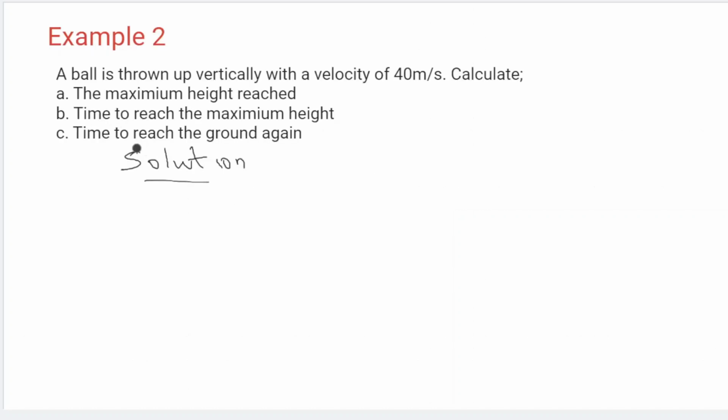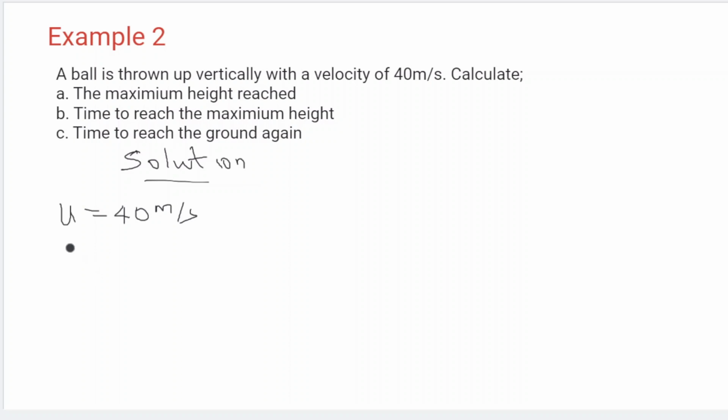All right, we have example 2. A ball is thrown up vertically with a velocity of 40 meters per second. Calculate the maximum height reached, time to reach the maximum height, and then C, time to reach the ground again. So first, let's bring out our parameters. For this question, we have u. u is 40 meters per second.